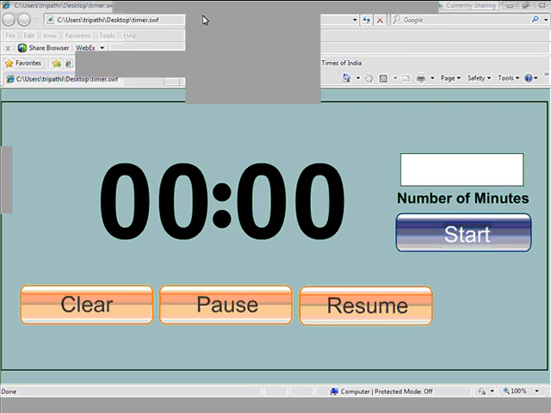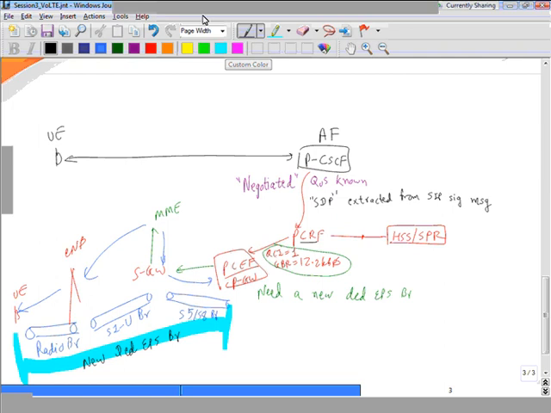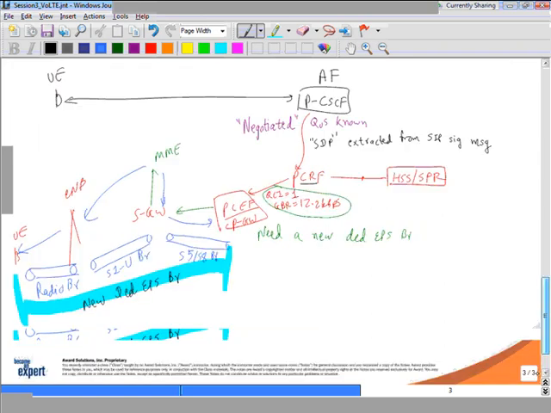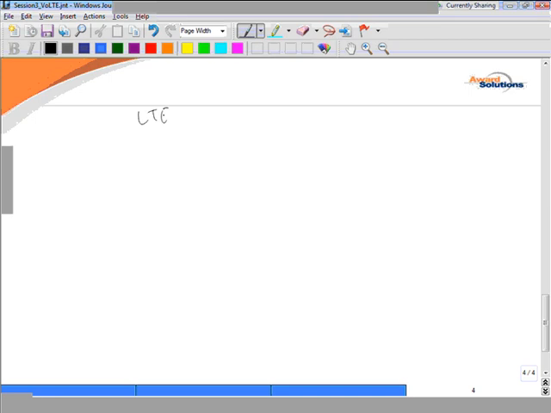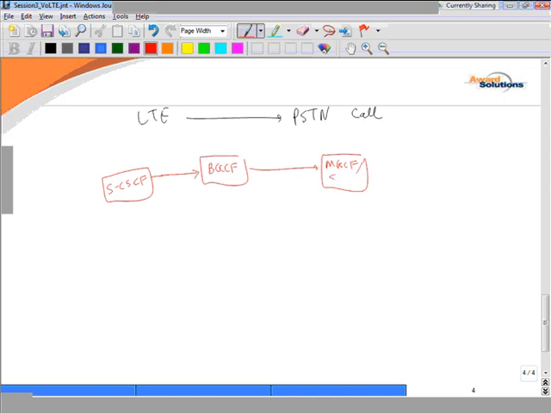So we got a question about this breakout gateway control function. From, let's say, LTE to PSTN call, we will use the help of breakout gateway control function.